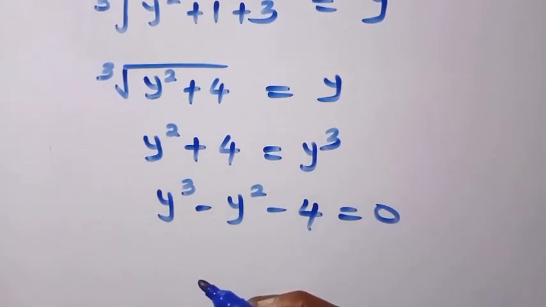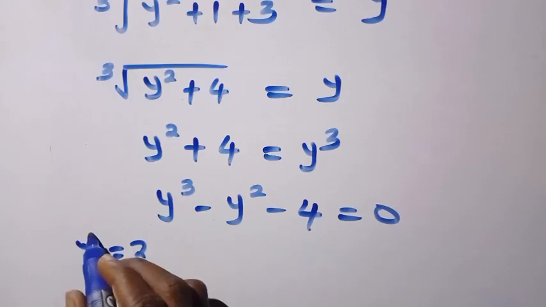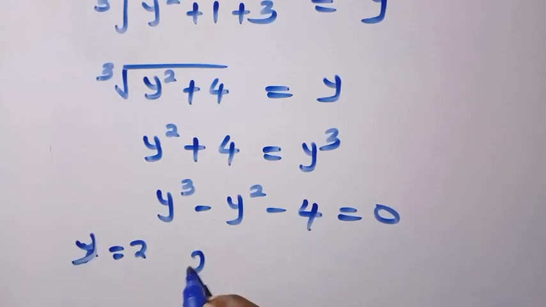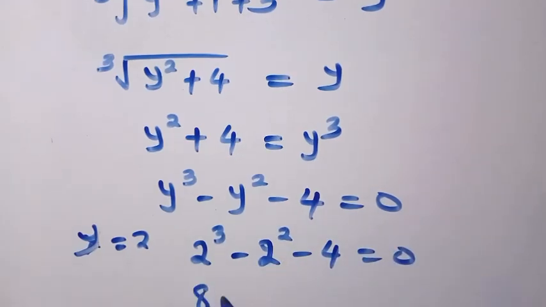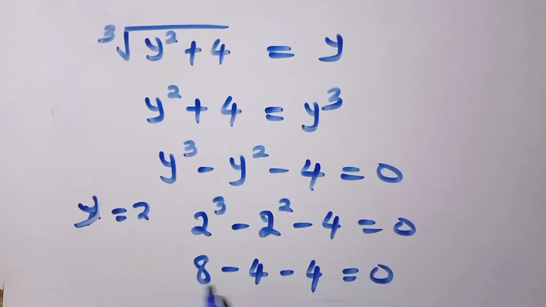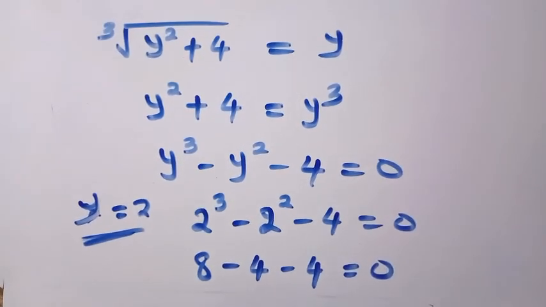The simplest value that satisfies this, when we deal with y, is when y equals 2. When we test for y equals 2, we have 2 cubed minus 2 squared minus 4 equals 0. And 2 cubed is 8, minus 2 raised to power 2 is 4, minus 4 equals 0. Everything here results in 8 minus 8, that equals 0. So it shows that y equals 2 is one of the solutions to this cubic equation.